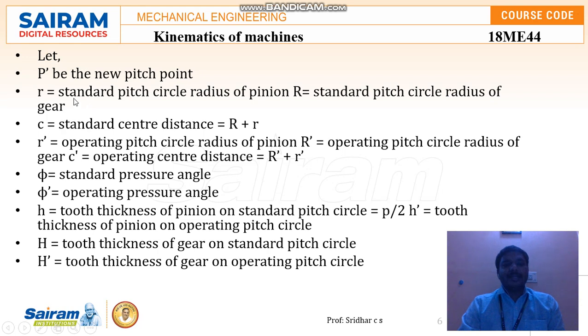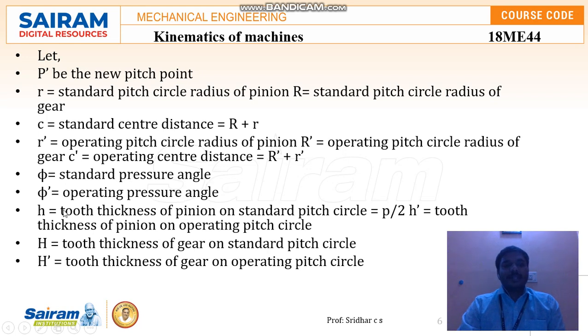Small r is the standard pitch circle radius of the pinion, and capital R is the standard pitch circle radius of the gear. To find C dash, we have the operating pitch circle radius of the pinion, small r dash, and the operating pitch circle radius of the gear, capital R dash. So C dash will be equal to capital R dash plus small r dash. That will be the new position when we pull the gear drive a certain distance, where phi is the standard pressure angle and phi dash is the operating pressure angle.